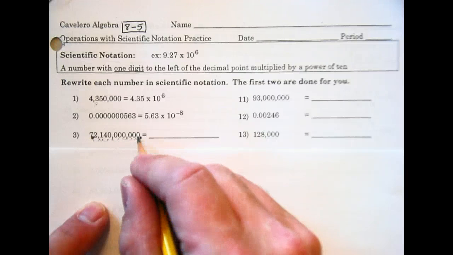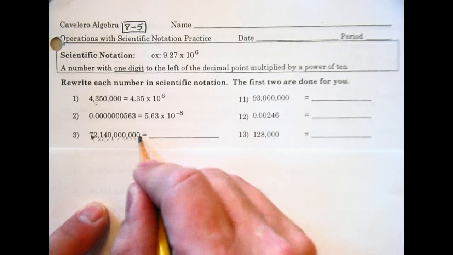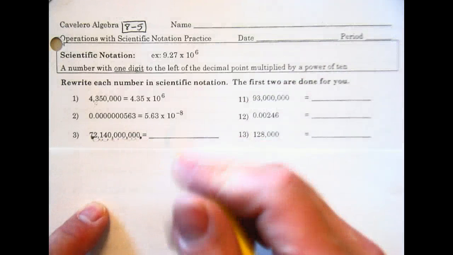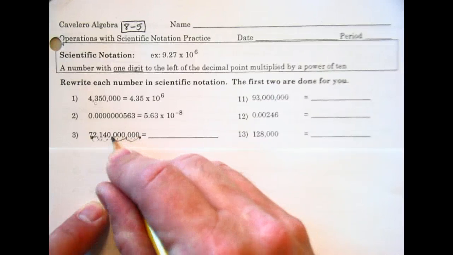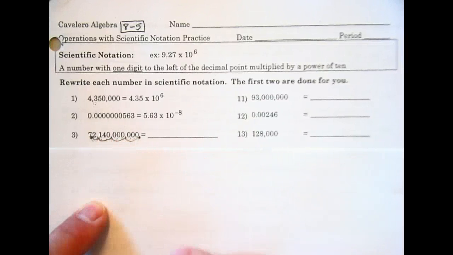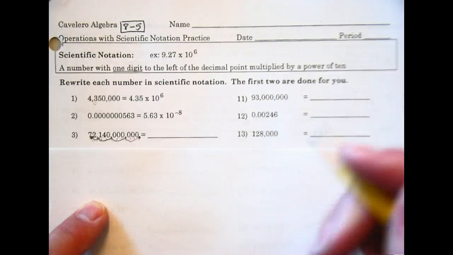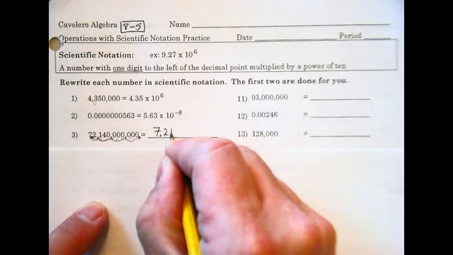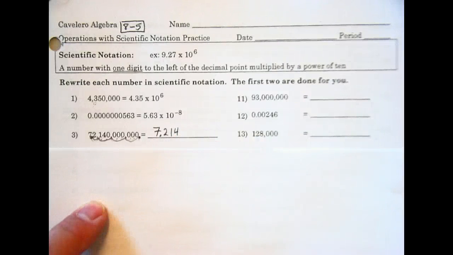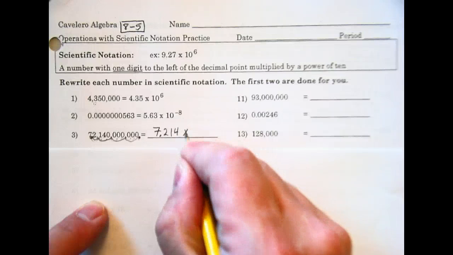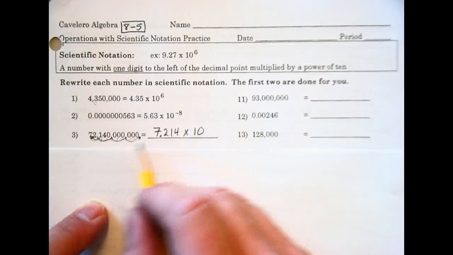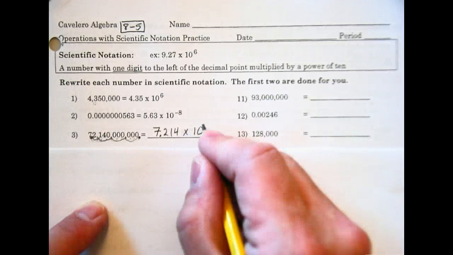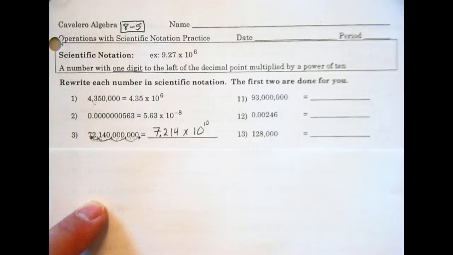Now, many of you will notice that every 3 digits, there's a comma. How many have noticed that? Those are like road markers. It makes it quicker to count. 3, 6, 9, 10. Okay, so we have 7.214. We don't need to worry about all those zeros. Times 10 to the 3, 6, 9, 10th power. To the 10th.